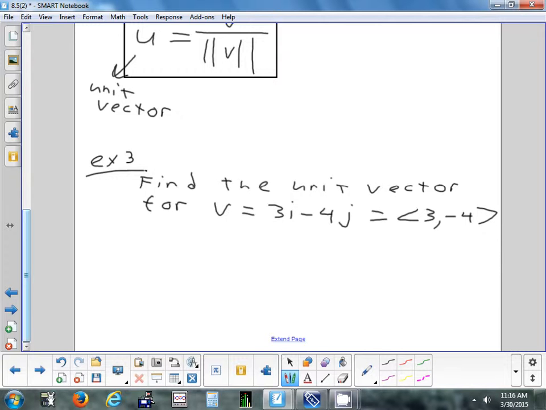Well, what are we trying to find for it? We're trying to find a unit vector, which has a length of how long? 1. Okay.